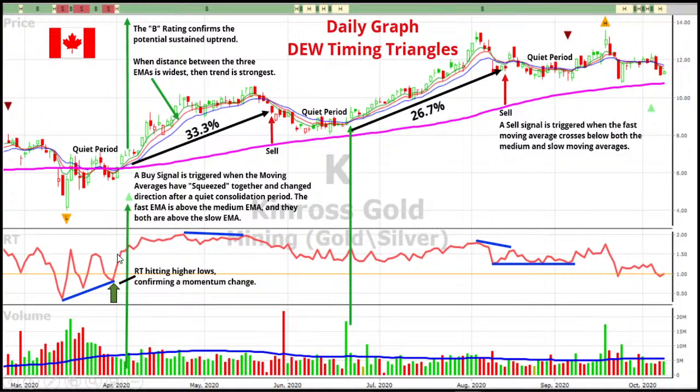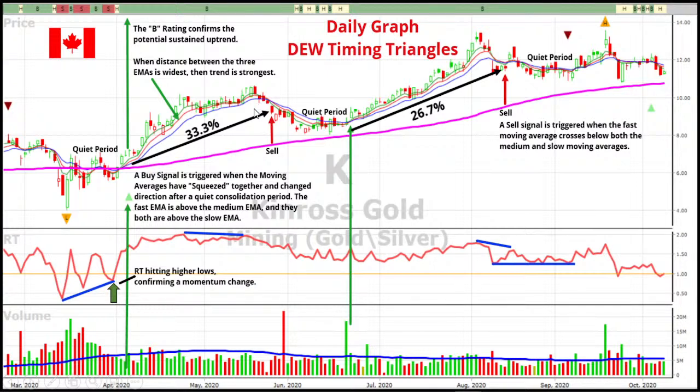Relative timing, trending higher, hitting higher lows as well. Very important. That confirms that the momentum is truly changing. Price pulling away from the 50-day moving average. The separation between the three moving averages is occurring. There's your entry. A buy signal is triggered when the moving averages have squeezed together and changed direction after a quiet consolidation period. The fast EMA is above the medium EMA, and they both are above the slow EMA.